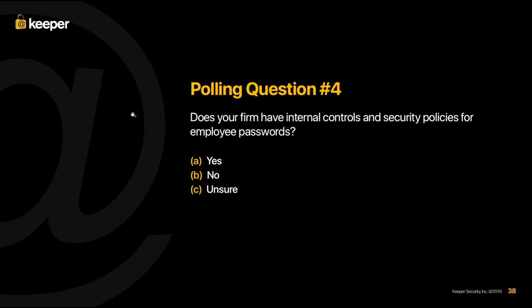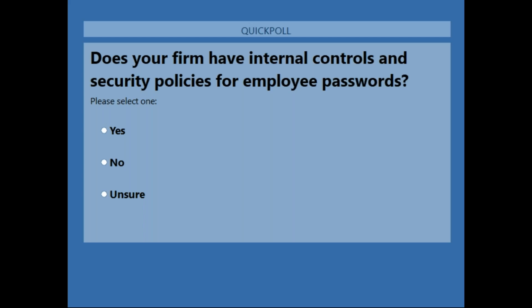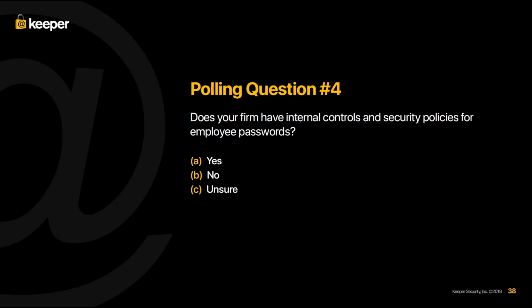Okay, here's the next polling question, Jason. So Jason, did you want to cover this one, or I lost him? Okay, well, I'll read this one off. So polling question number 4. I apologize, I had my mic off for a second and I did not realize it was off. We're going to go ahead and launch that poll now. No problem. All right, poll question number 4. Does your firm have internal controls and security policies for employee passwords? We're going to leave this open for, again, just long enough to get a majority of responses in.